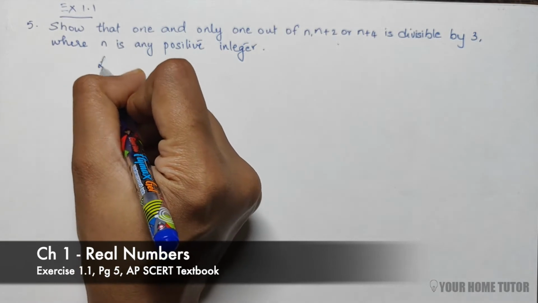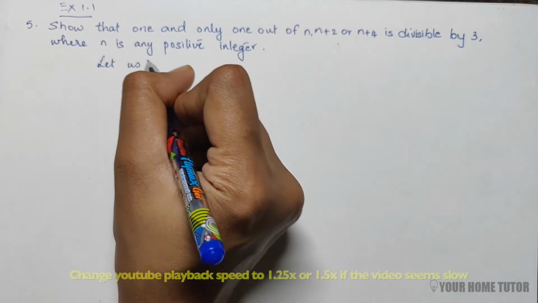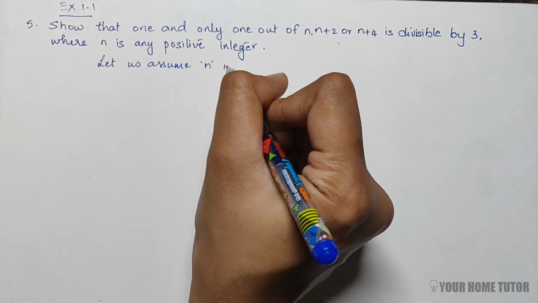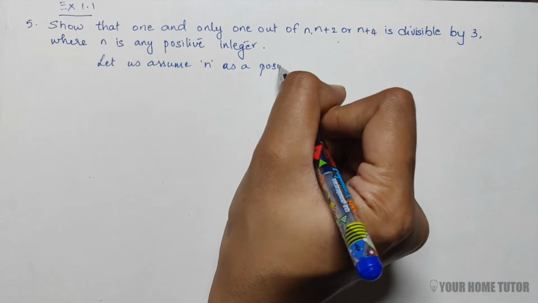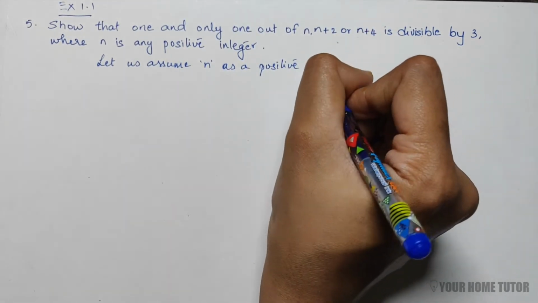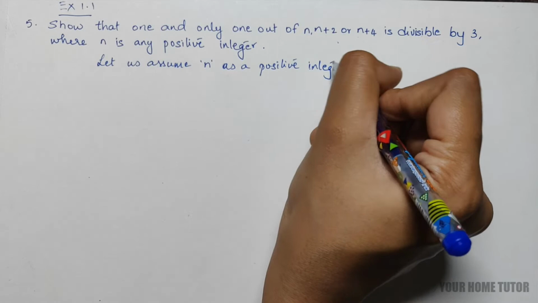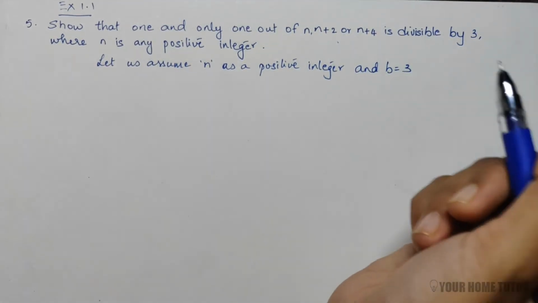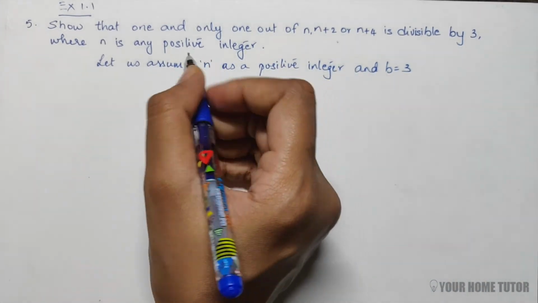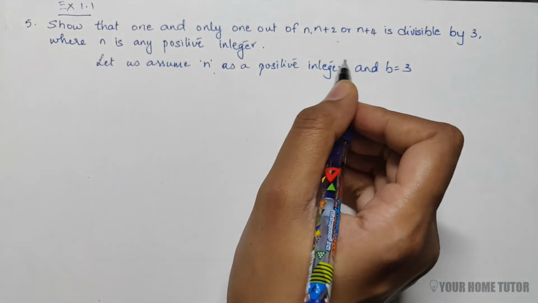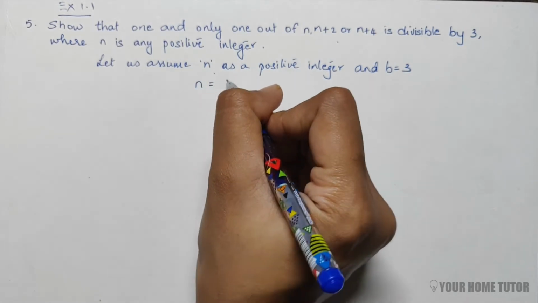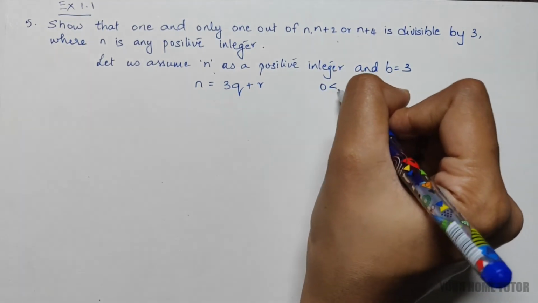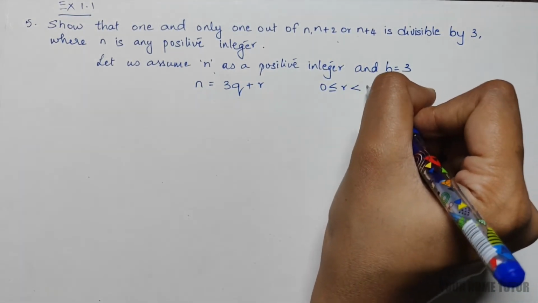Let us assume n as a positive integer and b equal to 3. So using Euclid's division algorithm, we would get the equation with these two integers as n equal to 3q plus r, where 0 less than or equal to r less than 3.